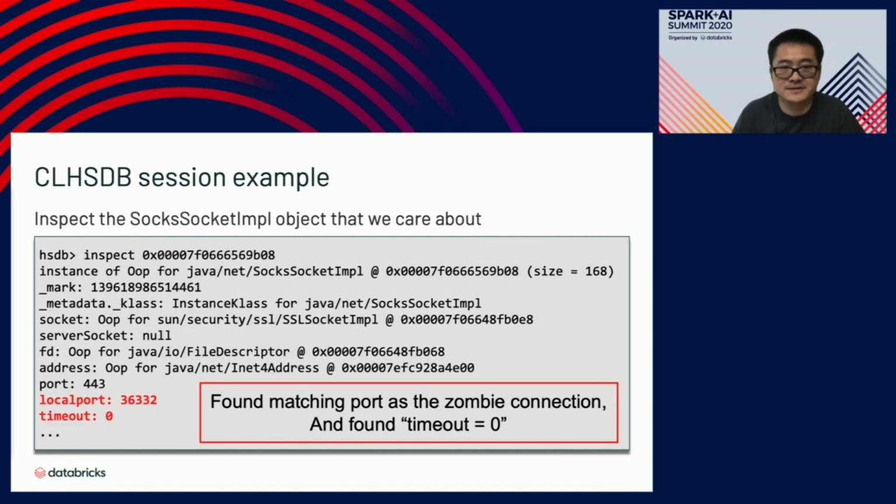And now here it is. So I found the SocketImpl object that tells me the local port is 36332, which matches the port that we saw from the netstat output. And the other interesting thing from this object is that it shows that the timeout is set to 0. And when you have a timeout equal to 0, plus there is no keepalive configured for this connection, it'll just hang there forever if the server side never responds.